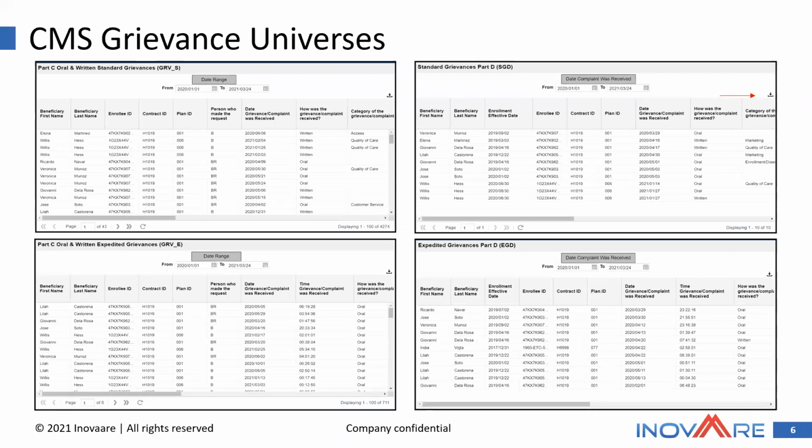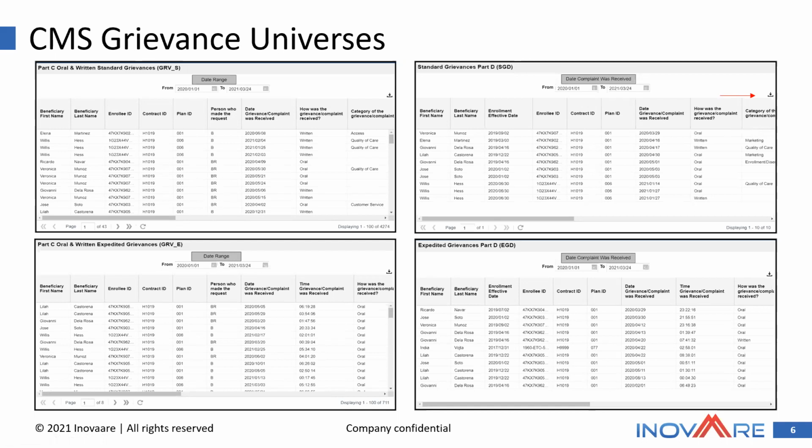So here are some grievance universes. These should look familiar to you. Part C standard, Part C expedited grievances. We have standard grievances Part D. And you'll notice on the standard one, I have a red arrow pointing to a little drop-down arrow. You're going to want something that looks like that, that's going to allow you to download your universe with one click, and again, in the file format that you want.